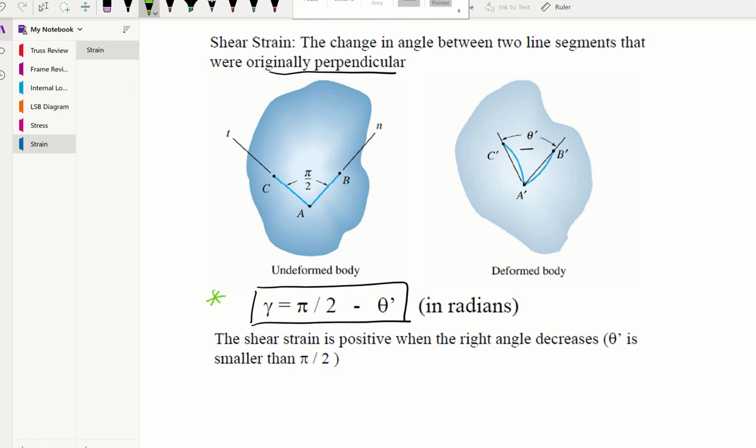That means pi over 2, 90 degrees, but it's in radians. We have to use radians. Minus theta prime, also in radians. So that means the angle change, right? It used to be pi over 2, now it's theta prime. So the angle change expressed in radians is going to be our shear strain.